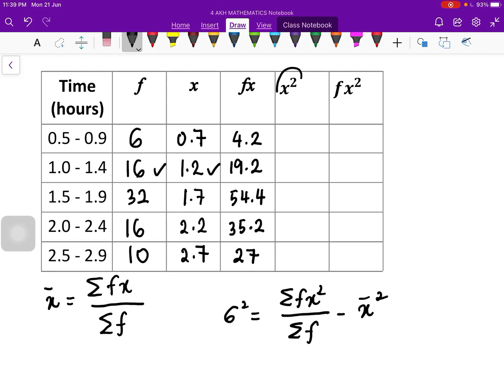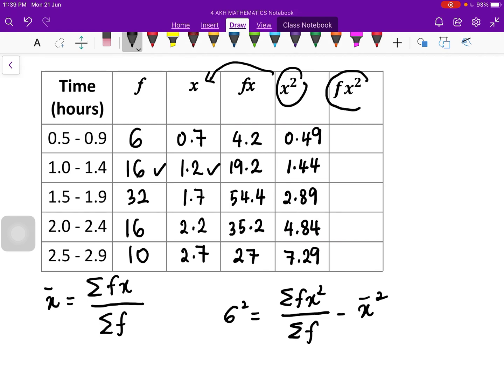Okay, so x square, we're going to refer to our midpoint. We're going to square it. So 0.7 square, 0.49. 1.2 square is 1.44. 1.7 square is 2.89. 2.2 square is 4.84. And last, 2.7 square is 7.29.